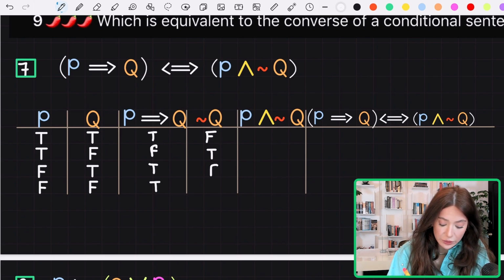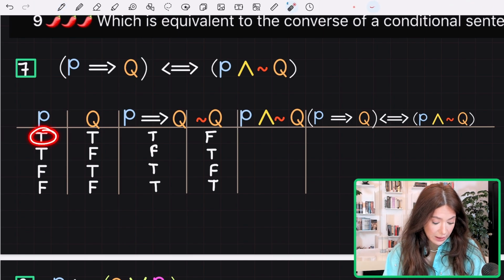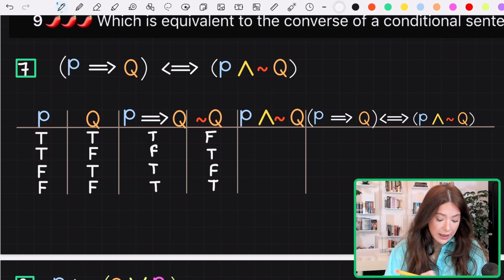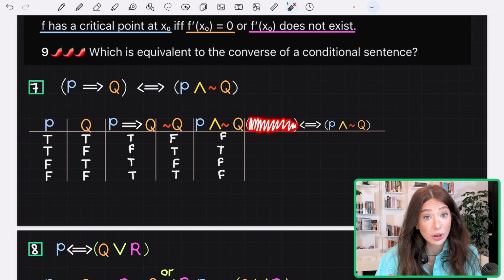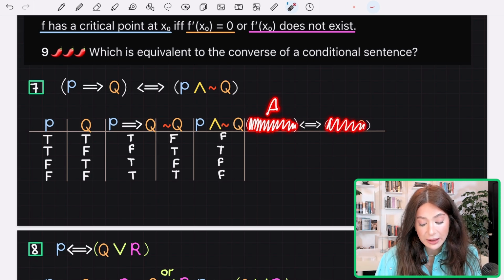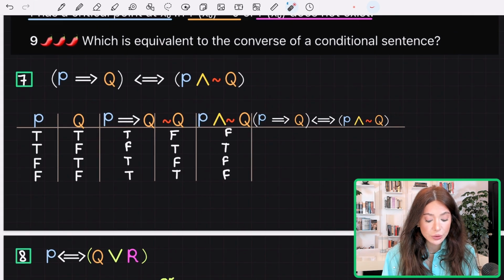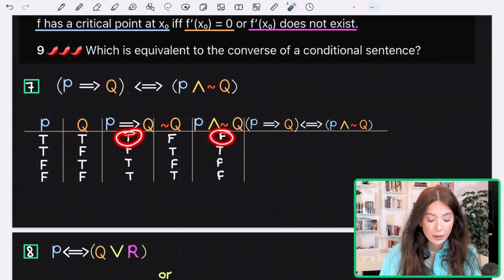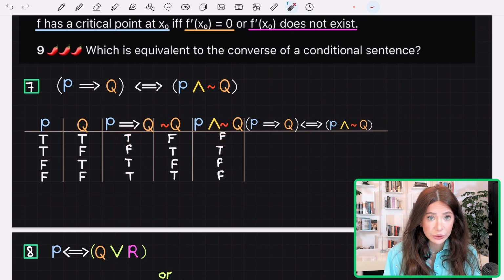False, true, false, true. P and not Q is true there. Everywhere else, it's false. Now you can start treating this as one logical unit, A, and this as another logical unit, B. The order here doesn't matter. What we need, though, is that both have the same exact truth value, and they don't here. So if they were both false, then the biconditional will be true. Either they need to be simultaneously both true or both false. That's the truth table of the biconditional.